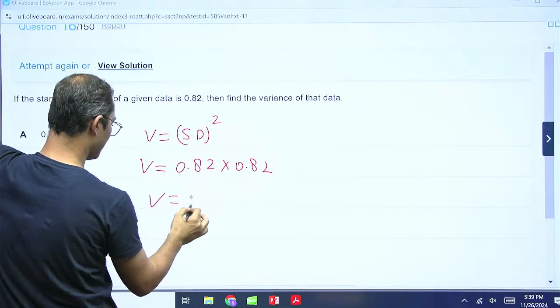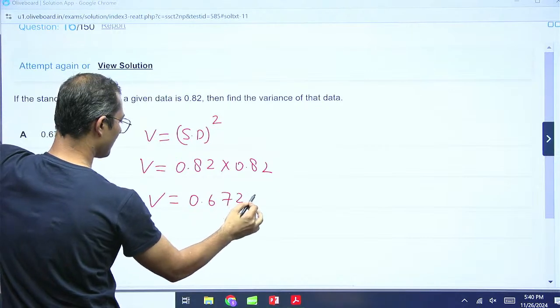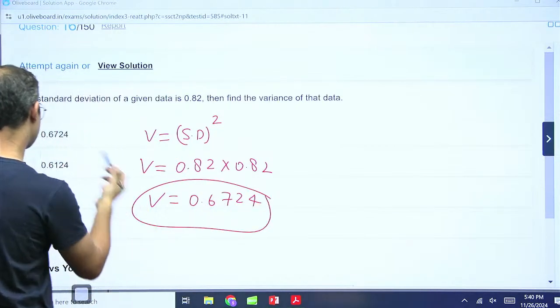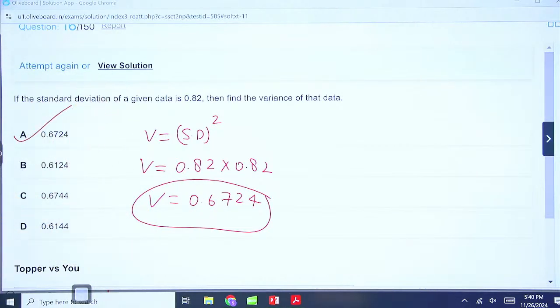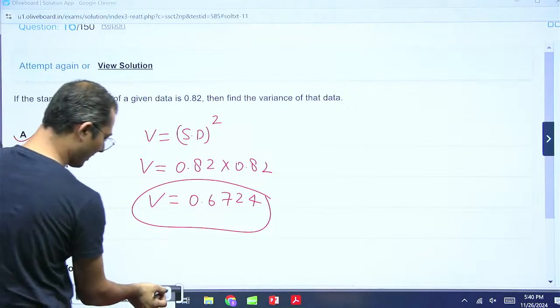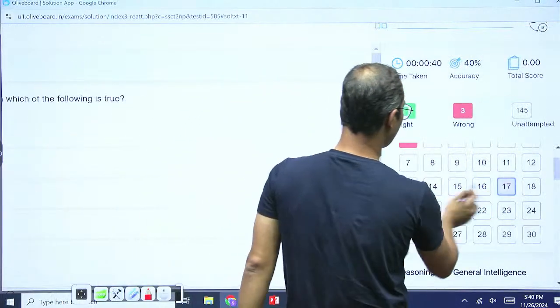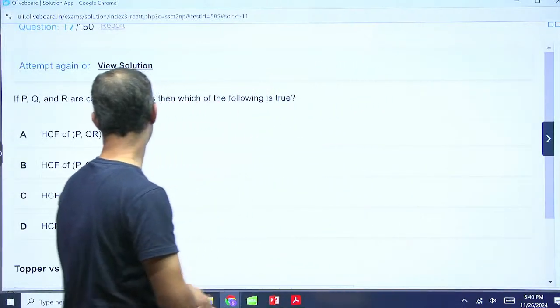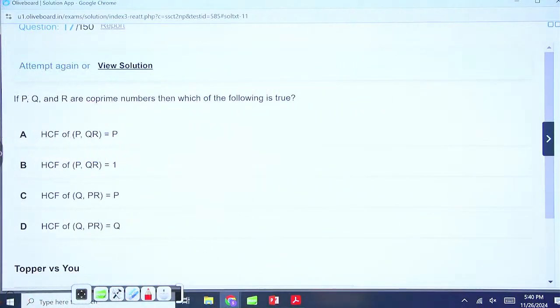So this is going to be 0.6724, right? If your calculation is strong, you can check it just by observation. So we can say that A part is the right answer. Yes, A part is the right answer. Now tell me what is the answer for this question.